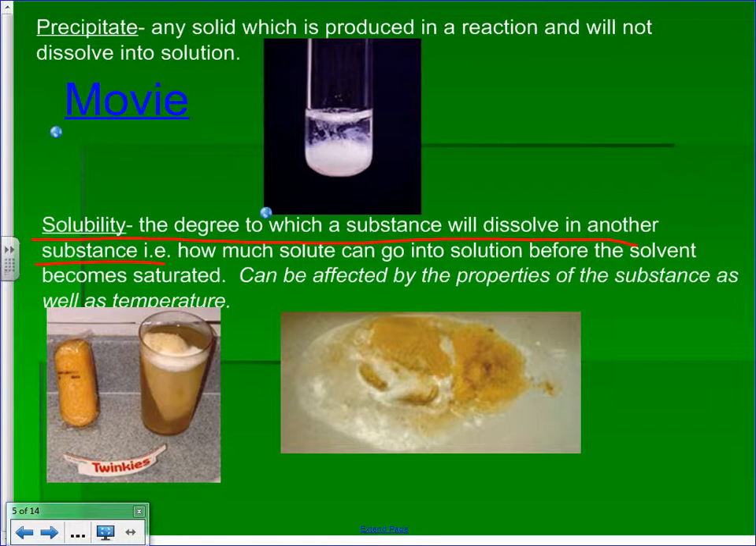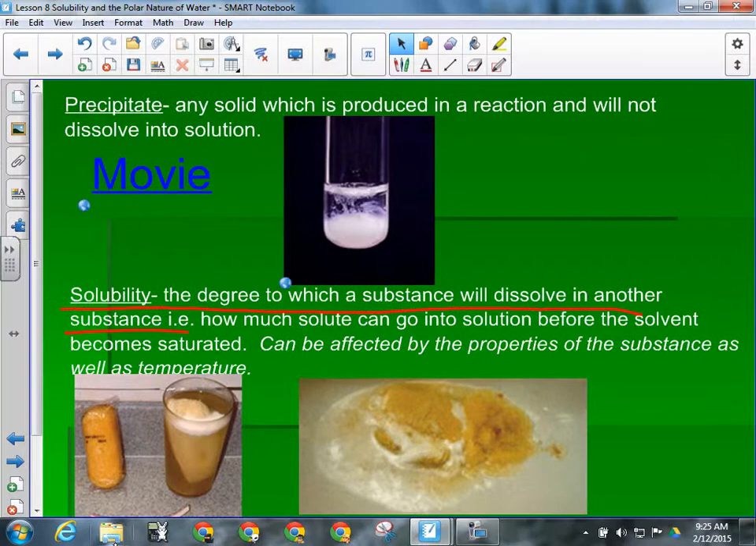Other things that can affect solubility. Movement. Obviously, we just subconsciously stir stuff when we mix things together because we know if we stir it, we can increase the rate at which it is absorbed and dissolved. Okay? Pressure can affect the solubility of gases in other gases. All right? Or in liquids as well. I think I have a video of that. I'm just going to show you that one.